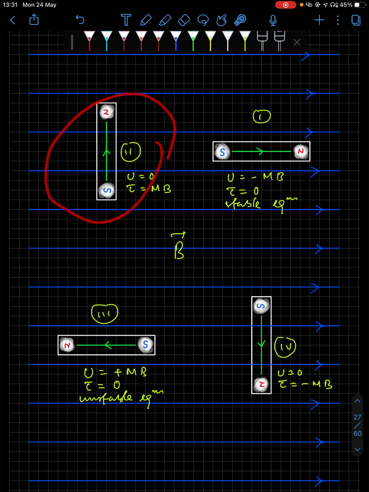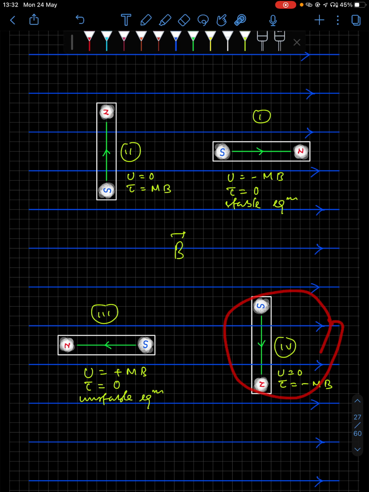Now you see diagram number 2. Now you twist it in the anti-clockwise direction by 90 degrees. In that case maximum torque will act, sin 90 is 1, so MB sin 90 will give you MB. So maximum torque will act on this dipole in this alignment, and potential energy will be 0 here. Mind it, 0 is not the minimum, minus MB is the minimum. So potential energy is 0 in this arrangement, potential energy is also 0 in this arrangement.